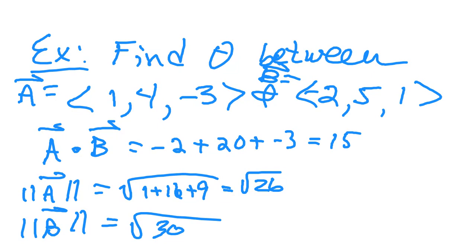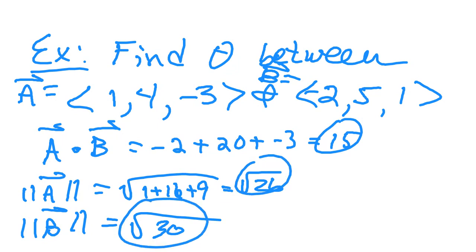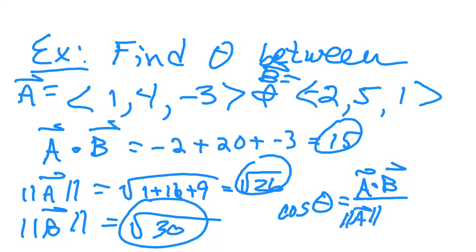So what do we know? We can use these things here to figure out that the cosine of theta is going to be, once again, a dot b divided by, sorry, divided by norm of a vector, norm of b vector. Anyway, so what is that?